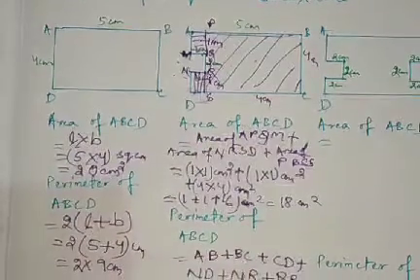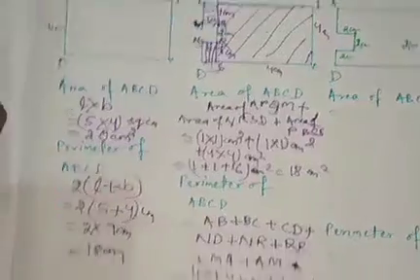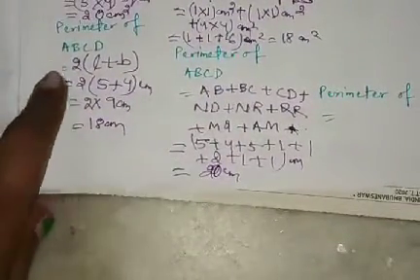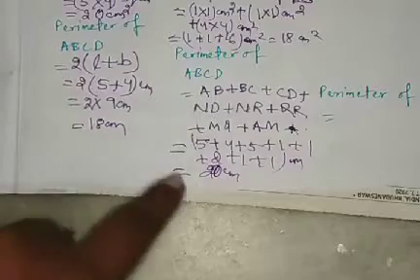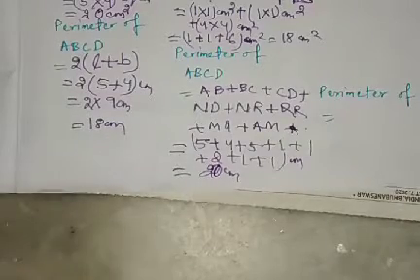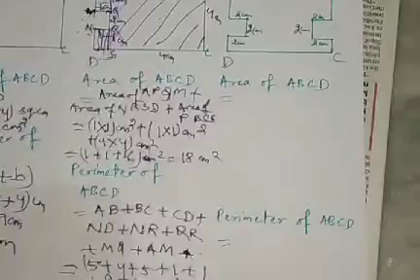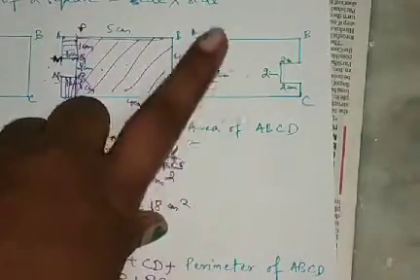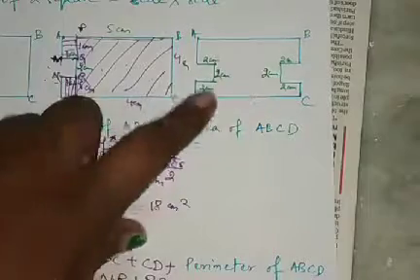Let's find out about that perimeter. What has happened to the perimeter? When we have taken out a portion, here the perimeter is 18 centimeter, but here the perimeter has increased. Like that you can find out the area and perimeter of this figure.